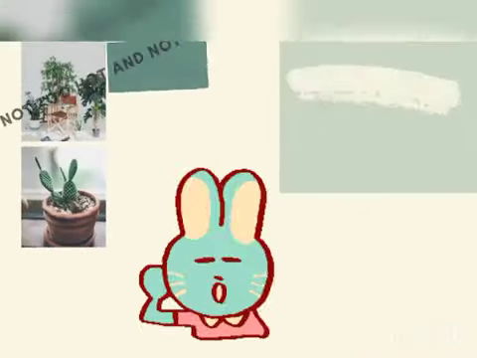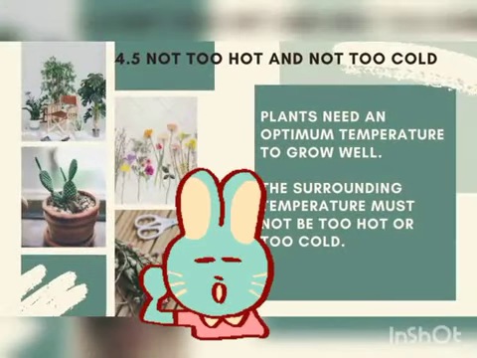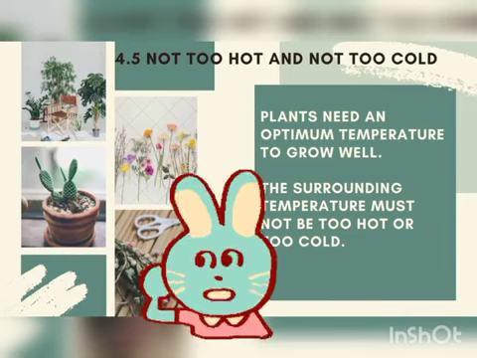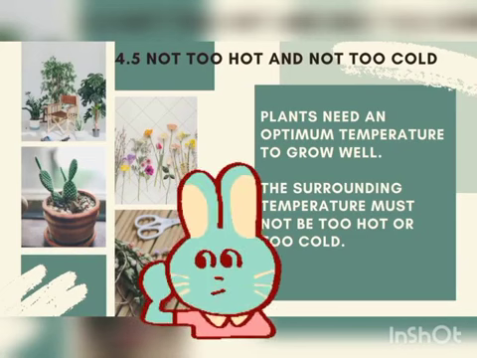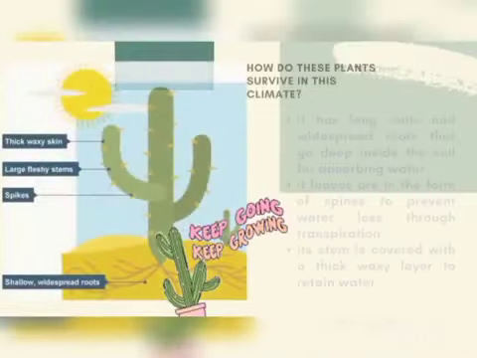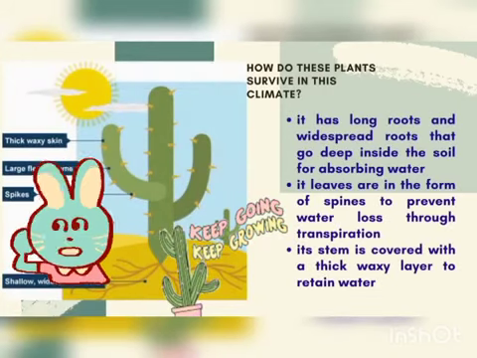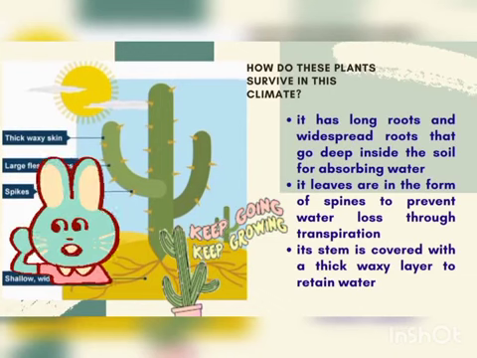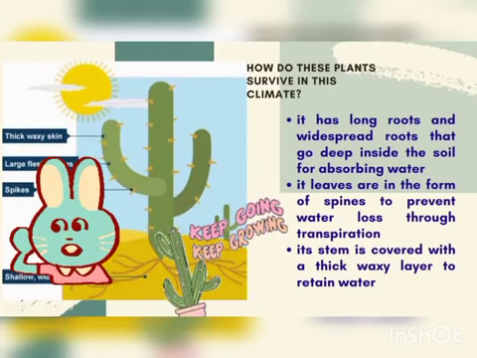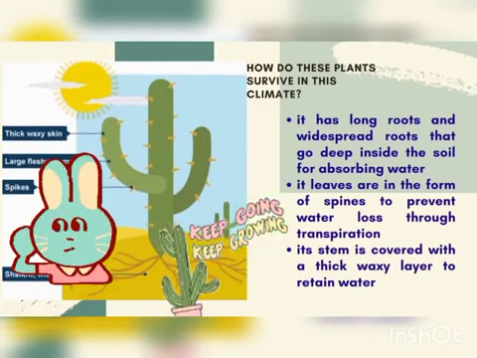Does temperature affect how plants grow? Yes, it does. Plants need an optimum temperature to grow well. The surrounding temperature must not be too hot or too cold. The example is the cactus plant. Cacti grow well in the desert where the temperature is very high during the day. Deserts are very hot and dry.